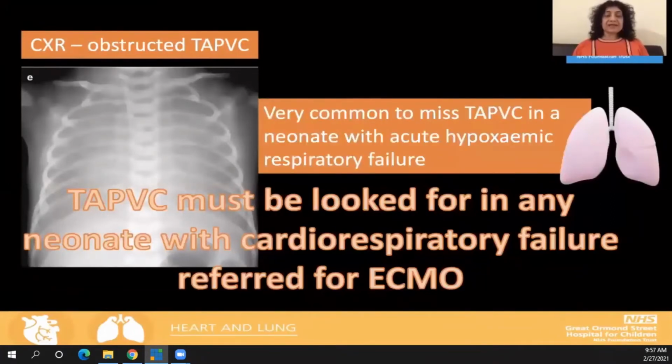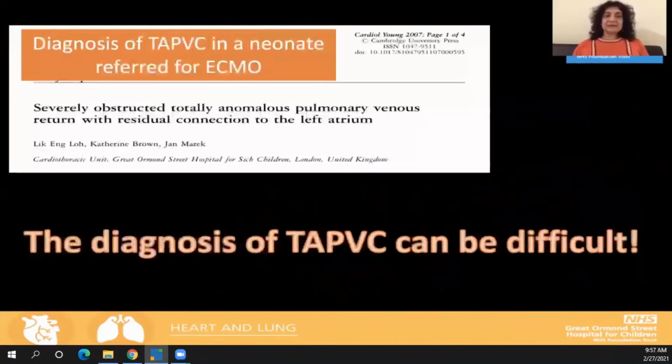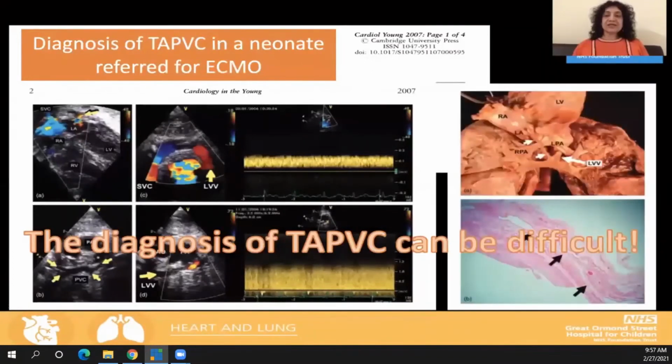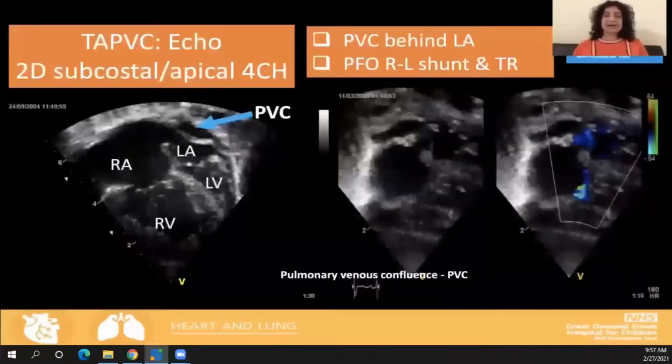And it is very common to miss this diagnosis in a neonate with acute hypoxemic respiratory failure. So this is a case report of a severely obstructed TAPVC with residual connection to the left atrium, and highlights how the diagnosis of TAPVC can be very difficult. This was a baby referred for ECMO, and you can see that this was a diagnosis that was made on ECMO, and unfortunately this baby did not make it through and died, and the postmortem confirmed the diagnosis.